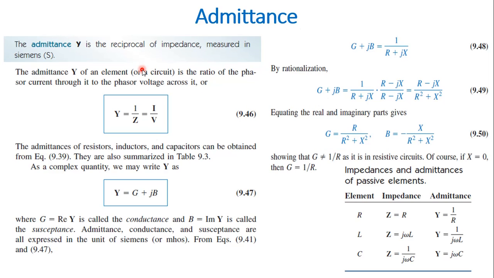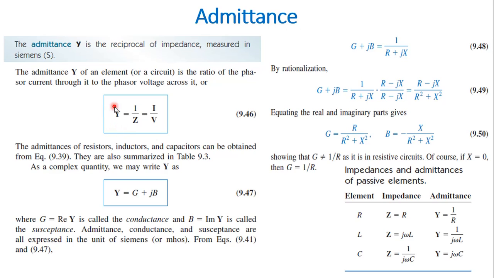In this video we'll discuss admittance. Admittance is the reciprocal of impedance, which is measured in Siemens. We know that impedance is the ratio of phasor voltage to phasor current, represented by the term Z, where Z is the ratio of V by I. The admittance of an element is the ratio of phasor current to phasor voltage.